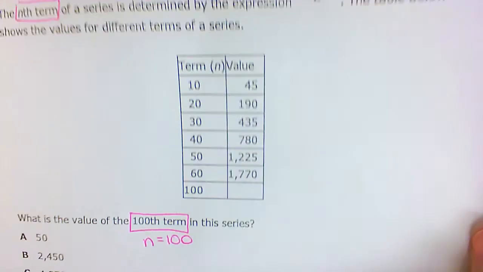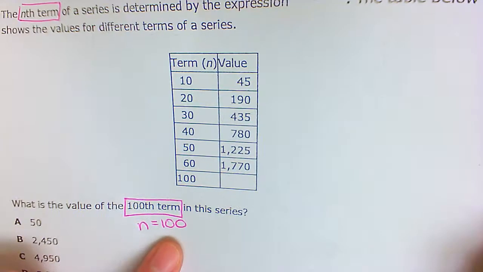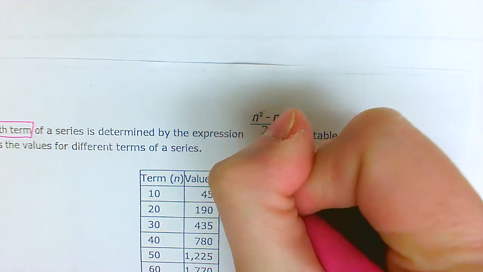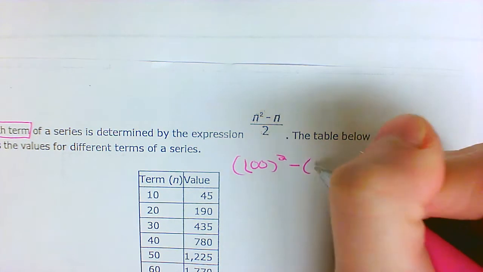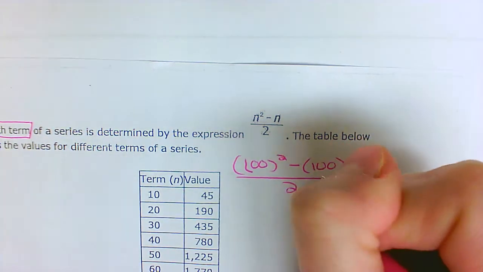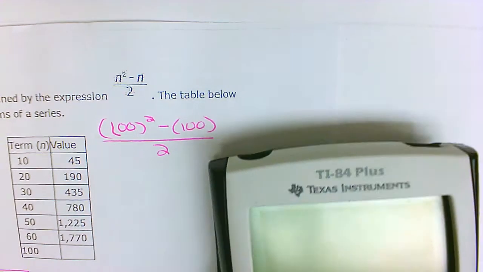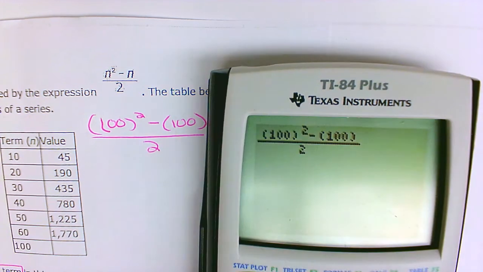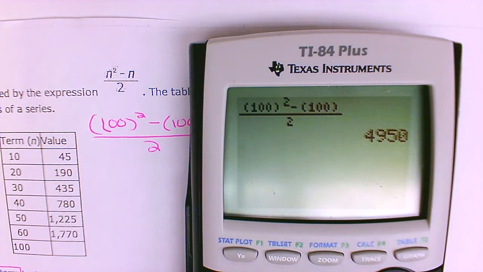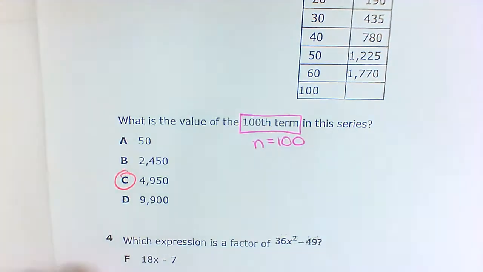And I've got the equation right up here, n squared minus n divided by 2, so let's plug in 100 into that equation. So it would be 100 squared minus 100, all of that divided by 2. So let's plug this into our calculator, and you can do the whole alpha y equals enter to be able to turn a fraction on. When I type all of that in exactly like it looks, it gives me 4,950, which is answer choice C.